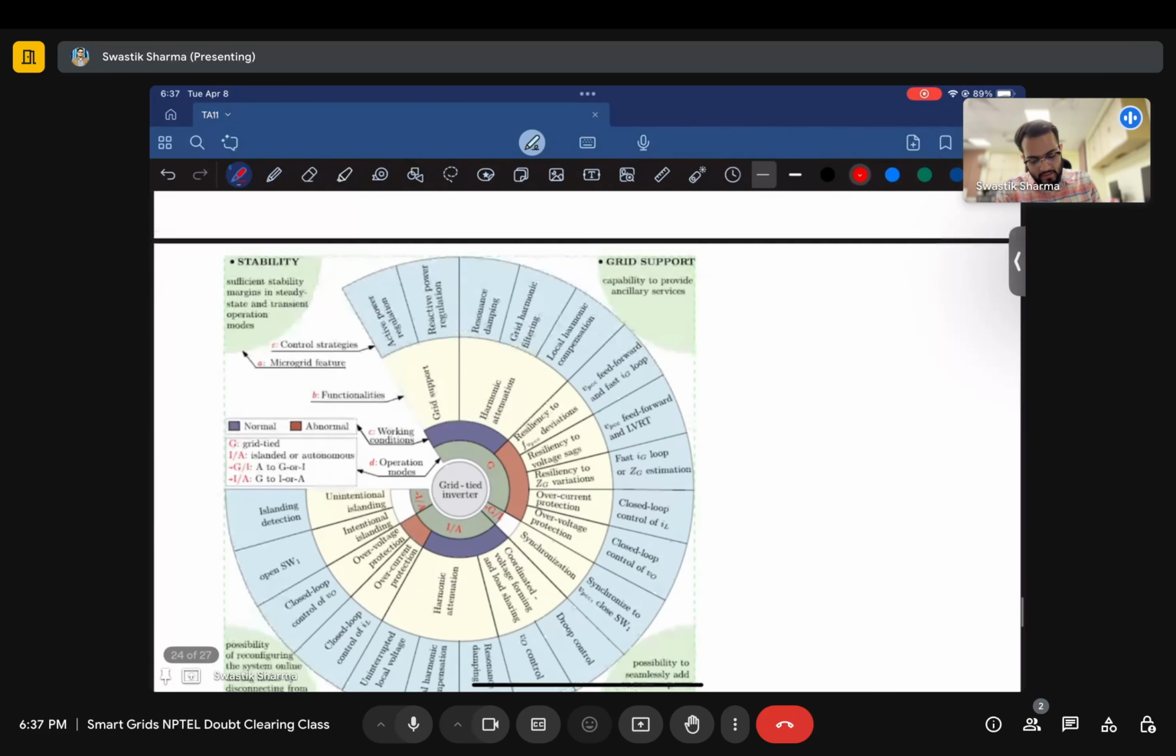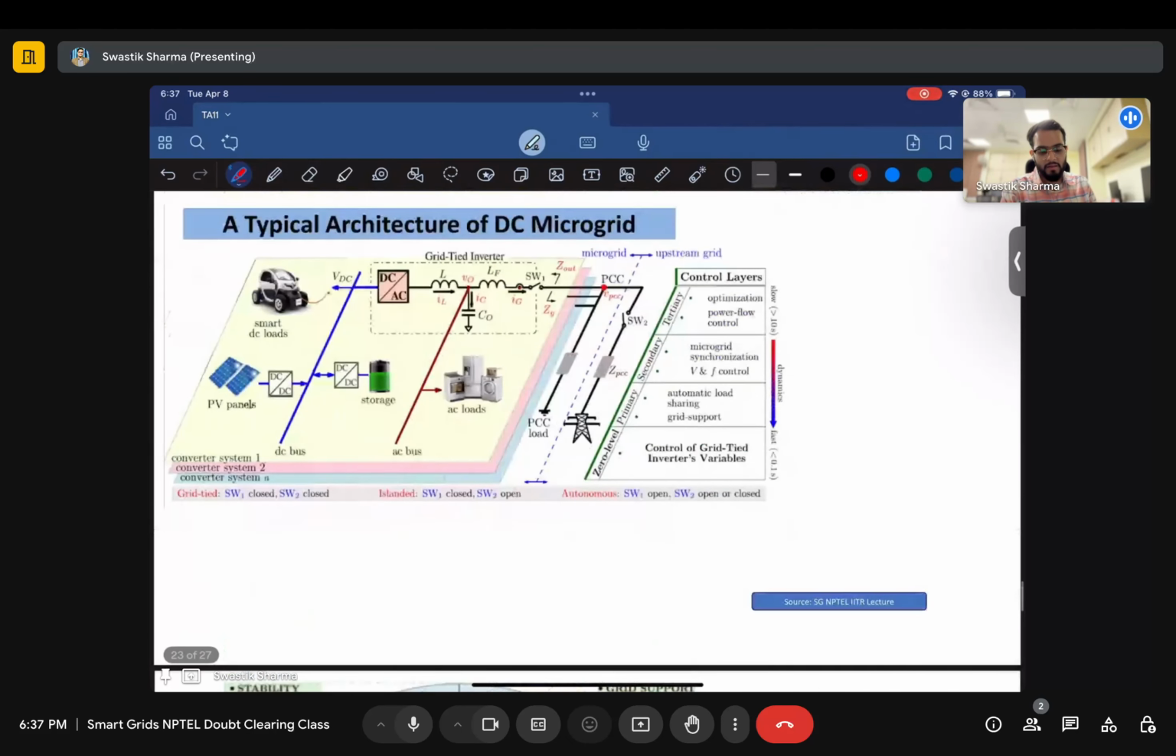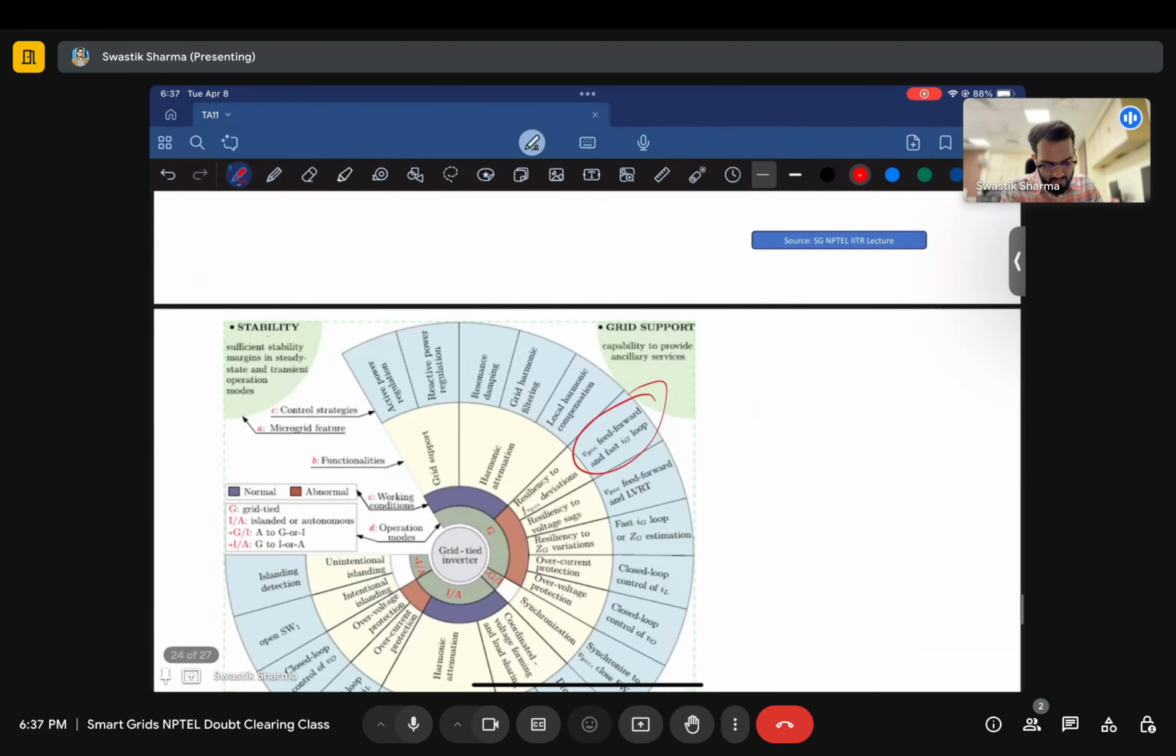Based on that, the kind of grid support that they can provide varies between stability. For stability, you want to ensure active power regulation and reactive power regulation. They can also provide grid support by using grid harmonic filtering, local harmonic compensation, and you want to ensure that you have VPCC feed forward and fast IG loop. So the current loop and point of common coupling control loop is very fast. The dynamics are fast.